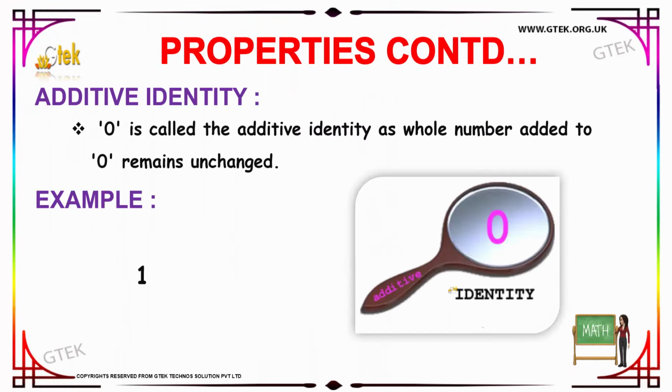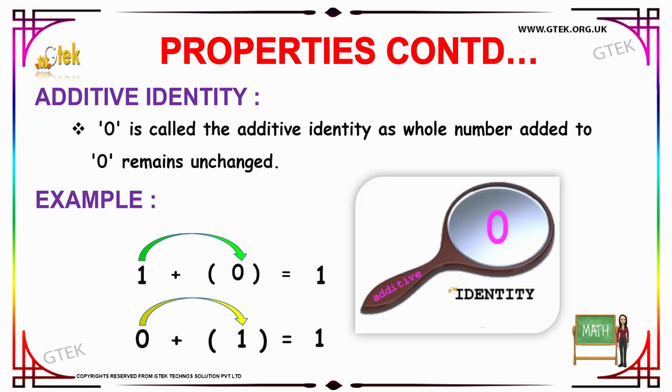Next we have the additive identity. Additive identity is the one in which a number added to a given number does not change the number. That is what is meant by identity. For addition, if you add 0, then the number will remain the same. This is known as additive identity. So adding your additive identity to a number, the number remains unchanged.